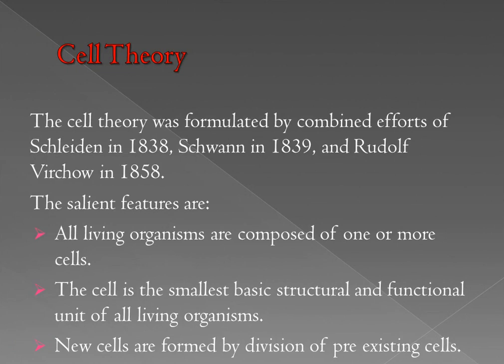This is the cell theory. The cell theory was formulated by combined efforts of Schleiden in 1838, Schwann in 1839, and Rudolf Virchow in 1858. The salient features are: all living organisms are composed of one or more cells. The cell is the smallest basic structural and functional unit of all living organisms. New cells are formed by division of pre-existing cells.